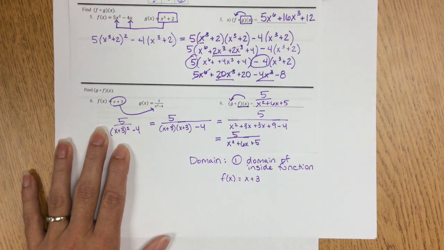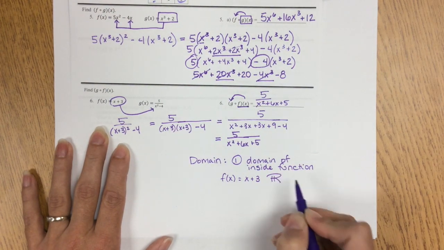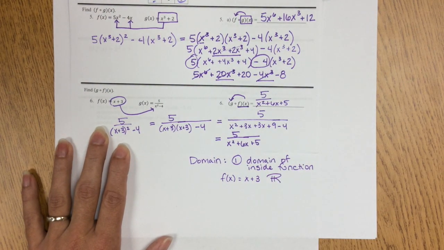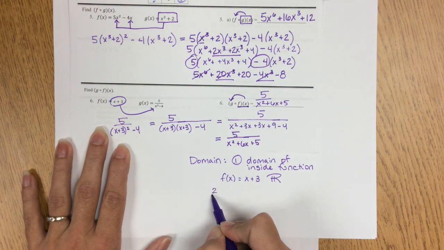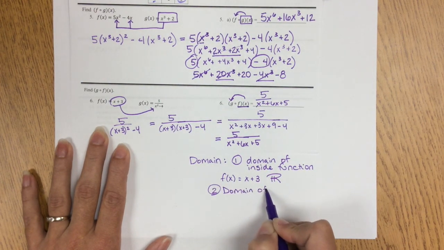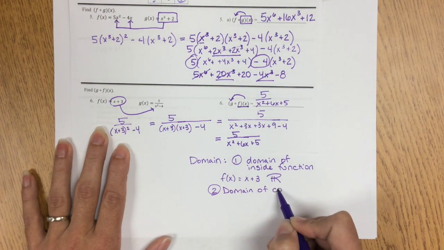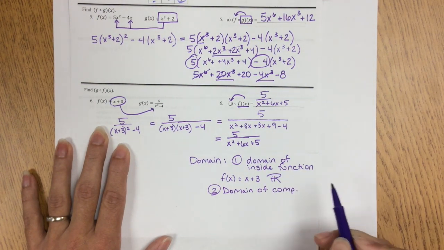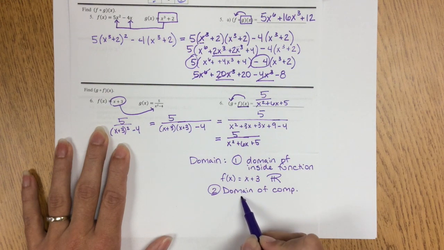Now, this is the equation for a line. The domain of a line is all real numbers. Next, we want to find the domain of the composition. And the composition was 5 over x squared plus 6x plus 5.